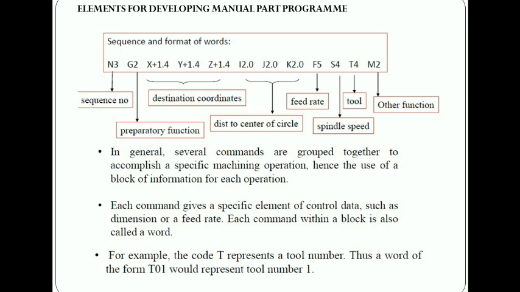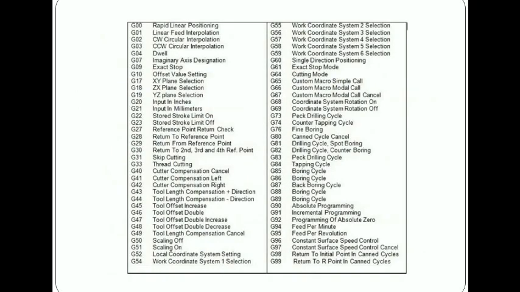That is N3, Z2, then dimensions in terms of X, Y, Z, then rotational dimensions in terms of I, J, K, then feed rate, distribution, and spindle details and tool details, and finally miscellaneous details such as spindle on, coolant on, off, like this. So this sequence we use to write the part program.